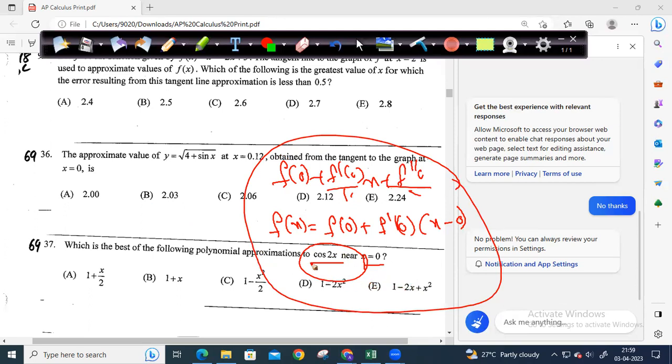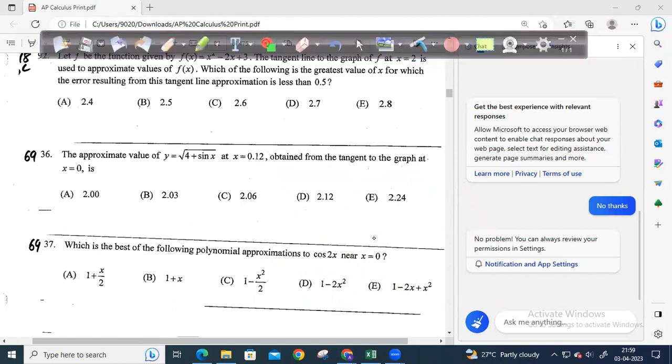So you can expand. This is not a linear polynomial because the cos function will be like 1 minus 2x square. I think that is the answer. 1 minus, yeah, mostly 1 minus 4x square by 2. 1 minus 2x square should be the answer, yes.